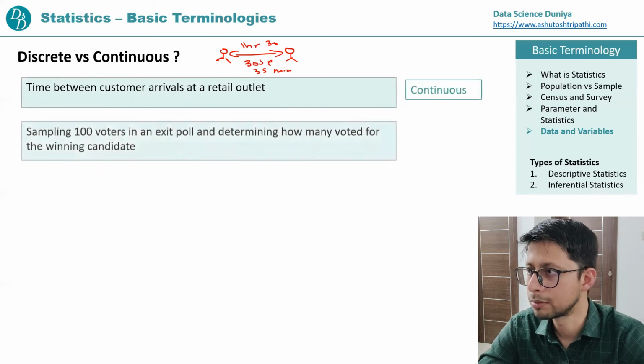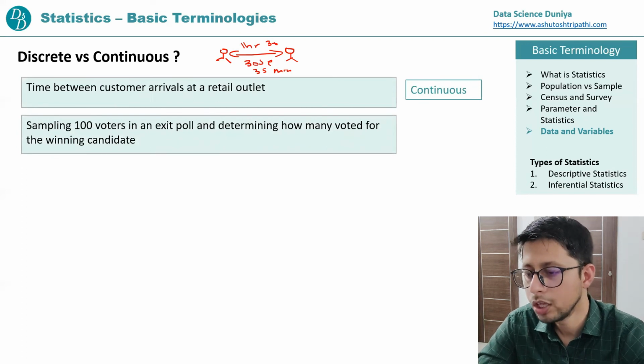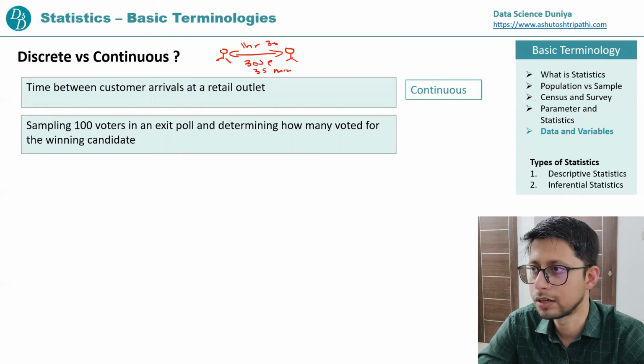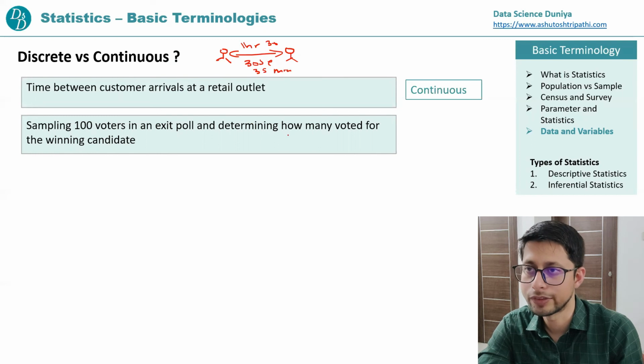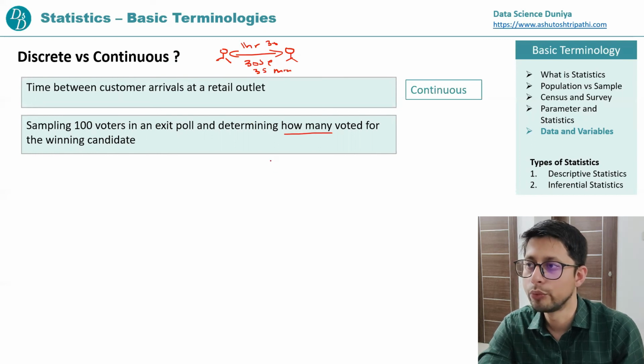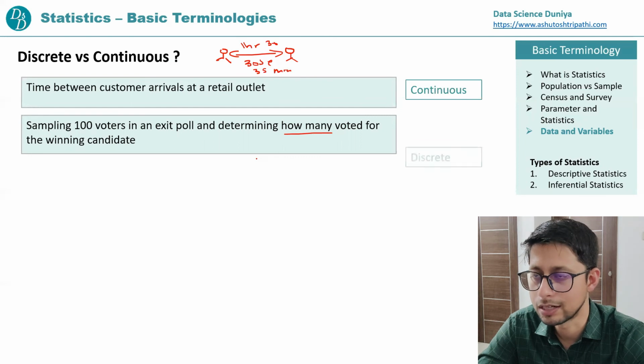Let's take another example. Suppose sampling 100 voters in an exit poll and determining how many voted for the winning candidate. So we are sampling 100 voters. Basically, we have taken a sample of 100 voters in an exit poll, and we are interested to know how many voted for the winning candidate. How many, right? We can exactly count, right? Whether 55 have voted, whether 35 have voted, whether 60 have voted. We can count, right? So that's where it will become a discrete variable.